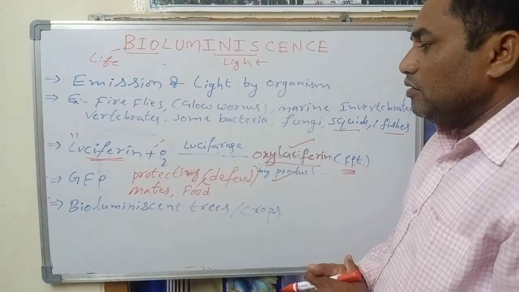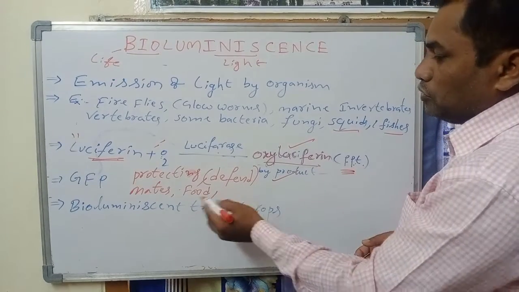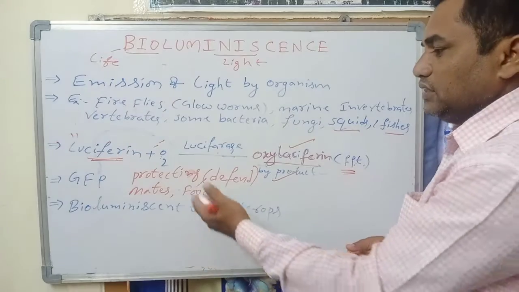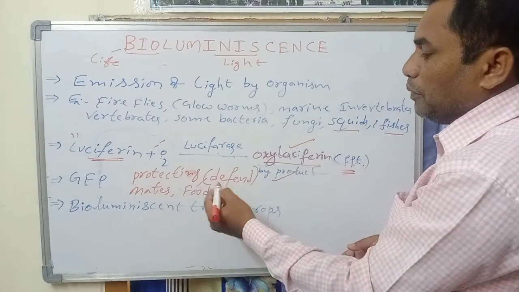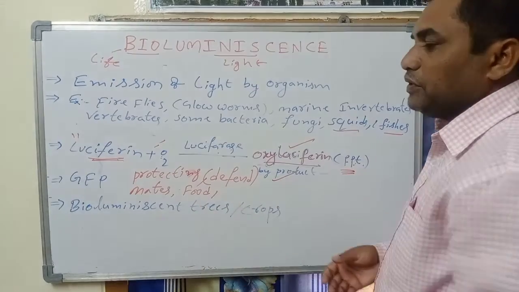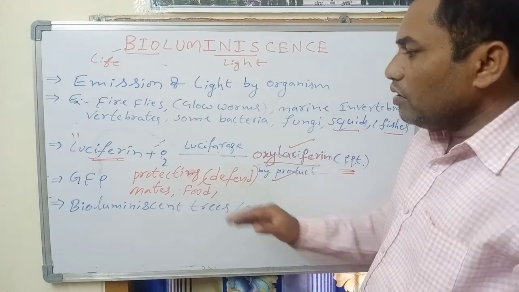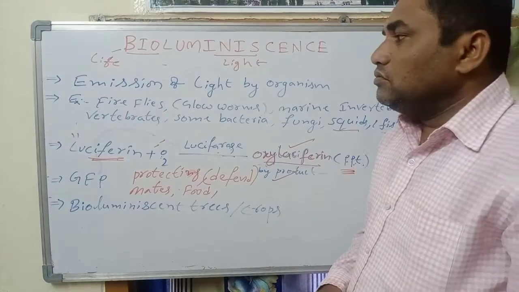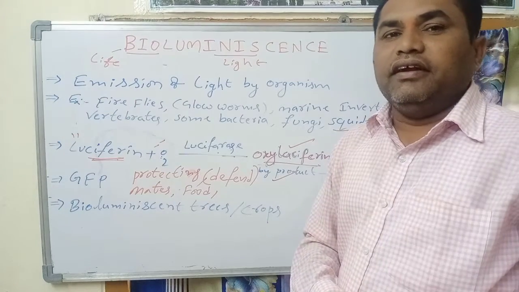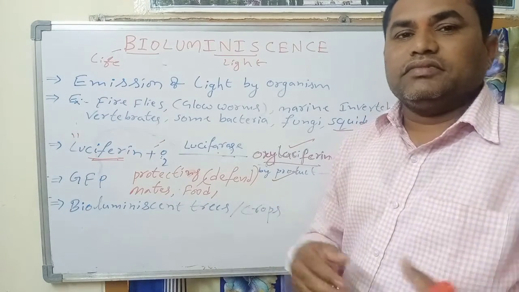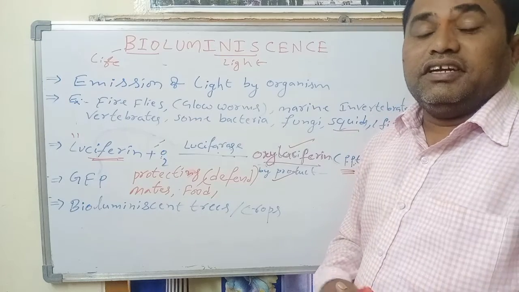So mainly for reproduction also, inviting mates. For reproduction purposes also, some of the living things can emit light. So now what is the most important characteristic feature nowadays?